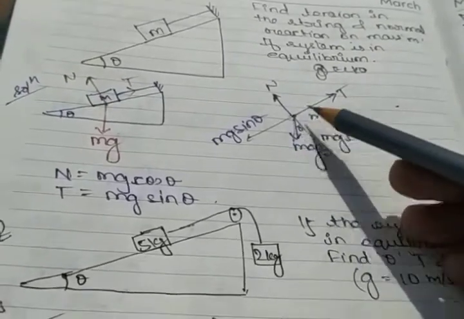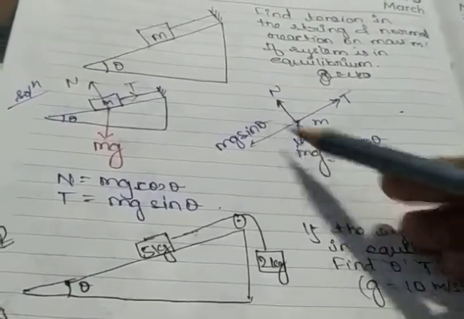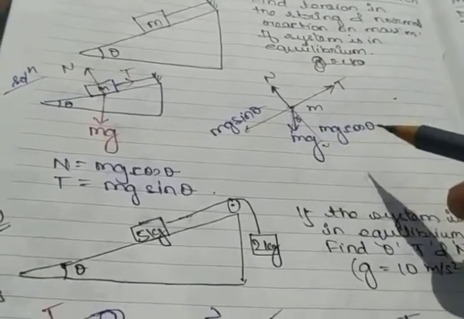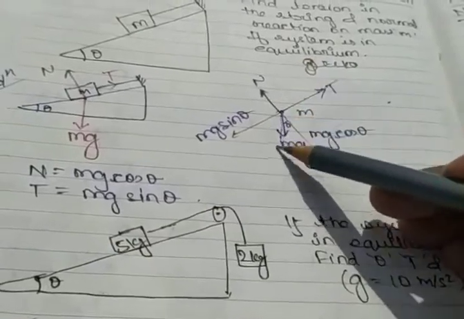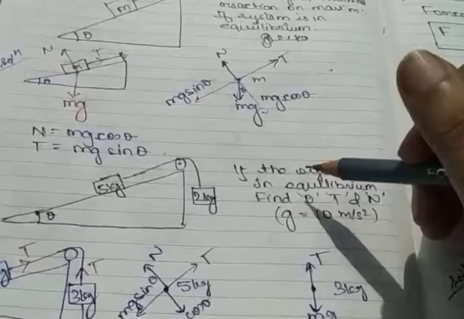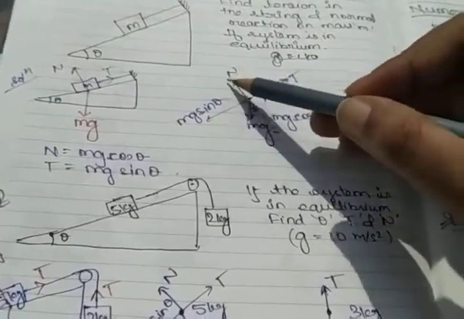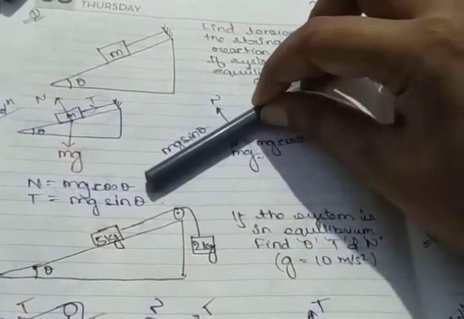So what we are seeing is that if I draw the x-axis and y-axis, these two forces will be outside the axes. So how do we solve further? Instead of taking mg along the y-axis and this along the x-axis, we take this as the x-axis and this as the y-axis. Can you see it? We are just changing the coordinates.